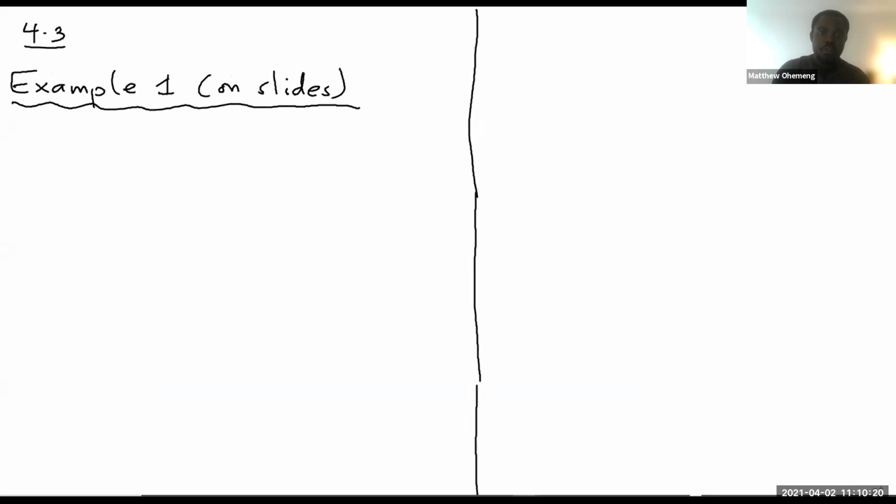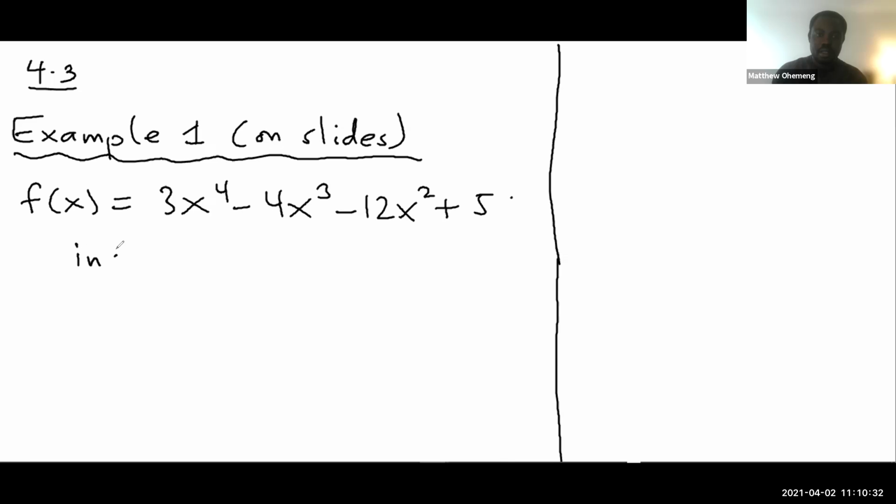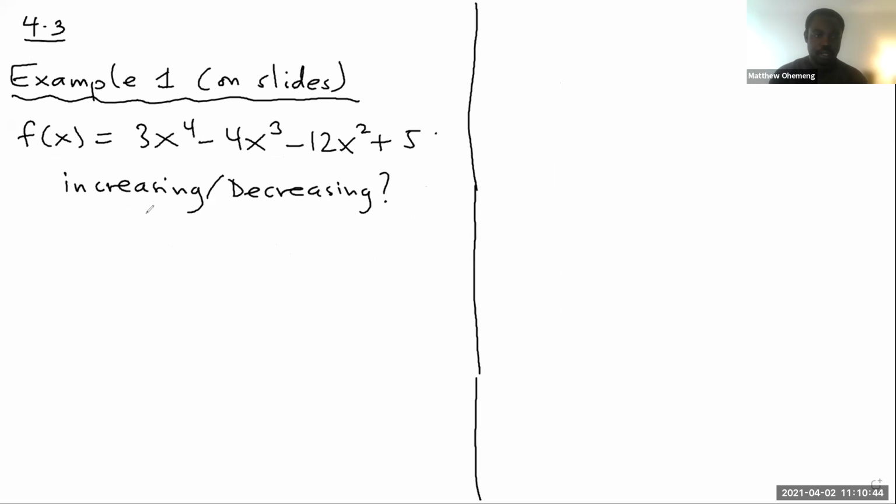Okay, so for this one, the function we are considering is f of x equal to 3x to the power 4 minus 4x cubed minus 12x squared plus 5. And you're interested in where it's increasing and where it is decreasing. Okay, so let's walk through how you're going to do this. Solution.